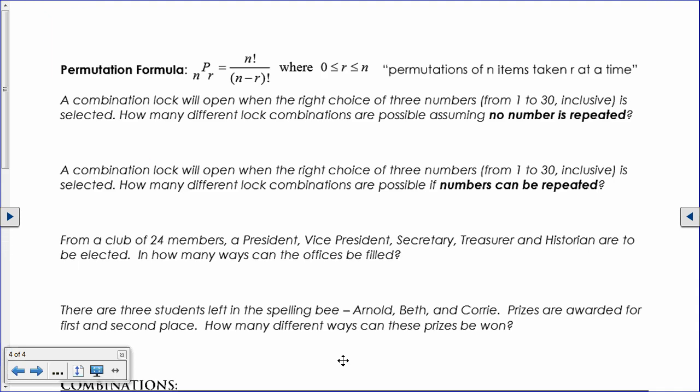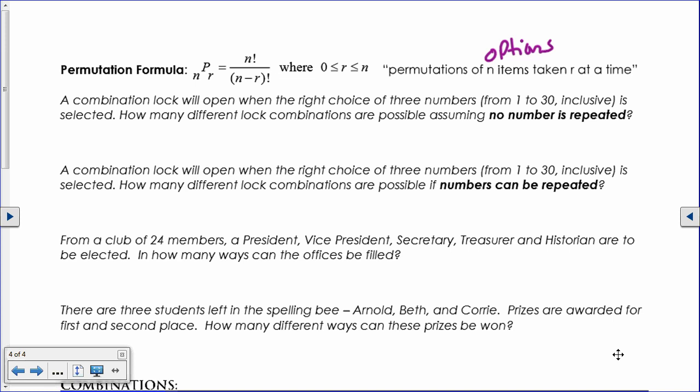There's the formula. So again, it's called permutations of n items, or options, taken r at a time. r is how many you were wanting to use. Okay? So I have several more examples here we're going to talk through.